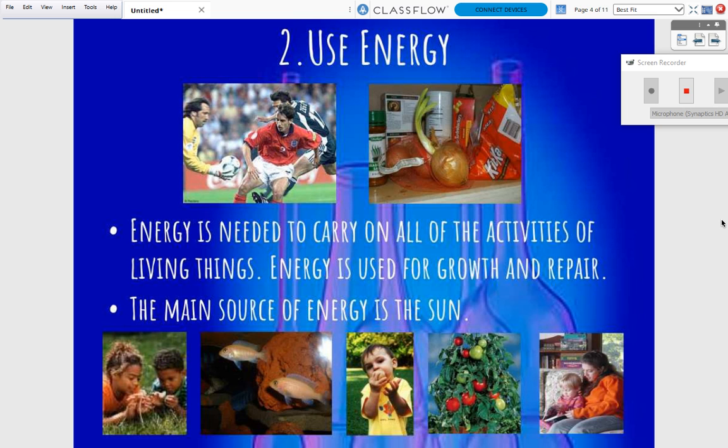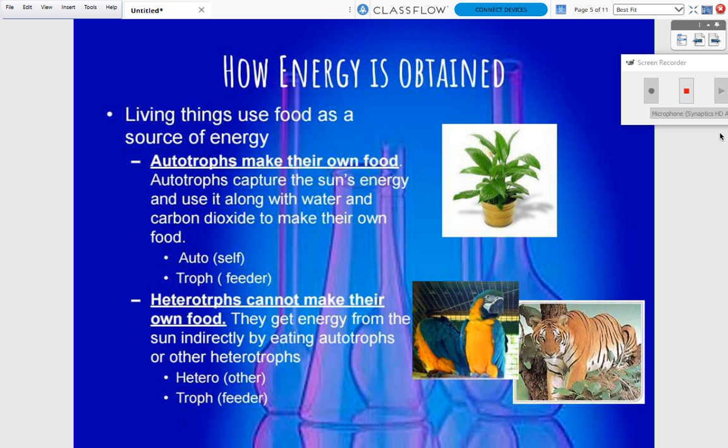The second characteristic of all living things is that they require energy. They use energy. So energy is needed to carry on all the activities of living things. Energy is used for growth and repair. The main source of energy is the sun. This is how energy is obtained.